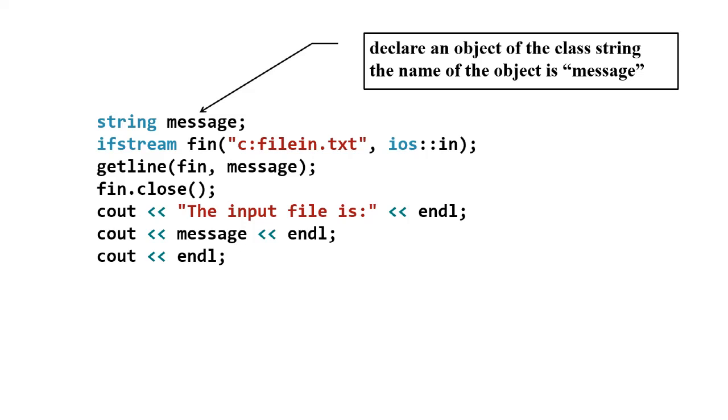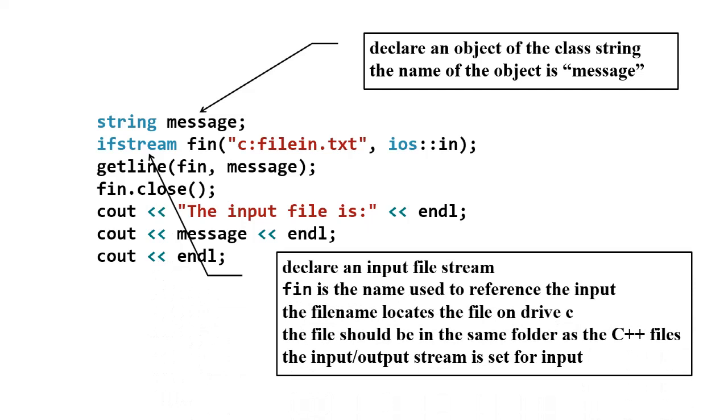The string library has functions that will create objects of this class, and we can then store our line of text into this variable name. I chose the variable name message. You can choose whatever variable name you wish.